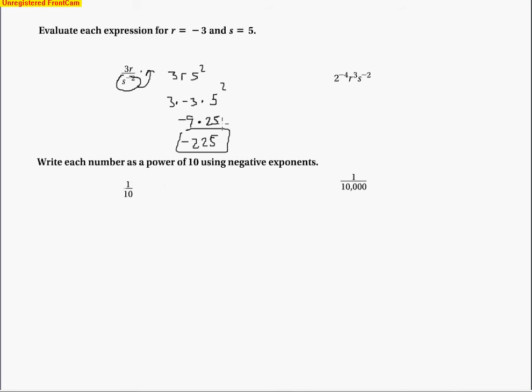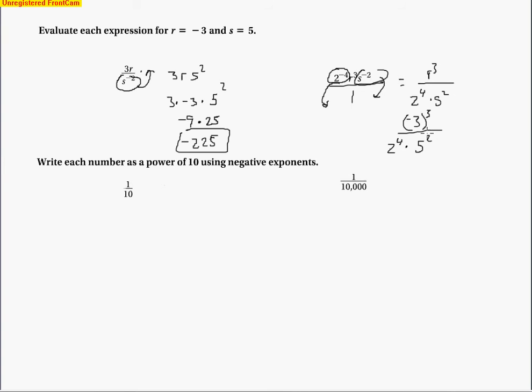So let's take a look at the next problem here. It says 2 to the negative 4th, r to the 3rd, s to the negative 2nd. So any negative exponents, we're just going to move into the other location, and then they become positive. So r to the 3rd stays on top. We now have a 2 to the 4th power times s to the 2nd power. So now let's go ahead and substitute. Since it's a negative 3 that we're putting in for r, we're going to bring that parentheses around it and bring it to the 3rd power. 2 to the 4th power, and then times s to the 2nd. Well, s is 5, so we have 5 to the 2nd power.